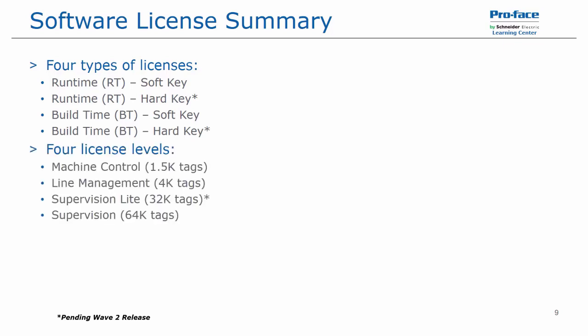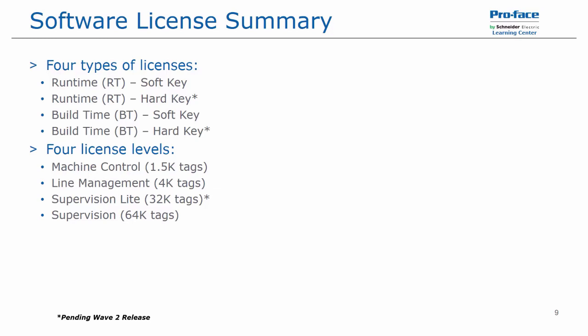There are 4 license levels. There is machine control, which is the 1,500 tag, the line management, which is 4,000 tags, supervision light, which is 32,000 tags, that is still pending a release later this year, and the supervision, which is 64,000 tag. And the license levels or tag counts apply to a single application, not the software as a whole.